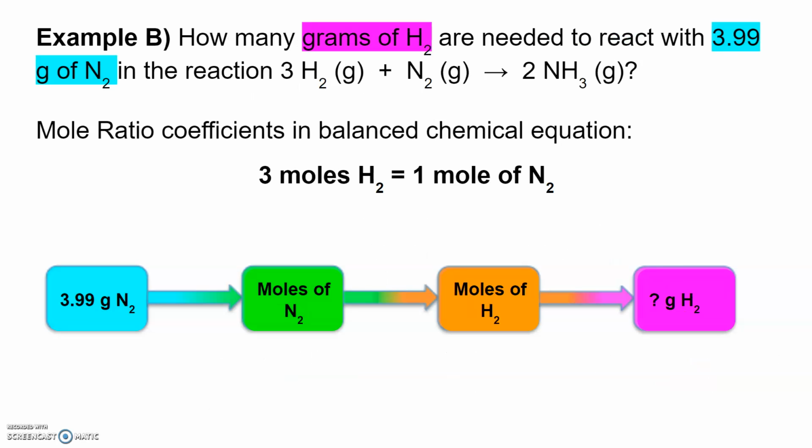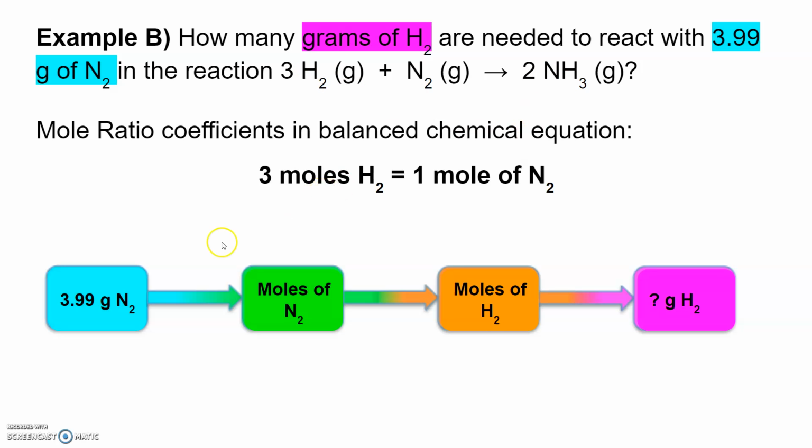All right, so that's example A. Let's look at example B. For example B, how many grams of H2 are needed to react with 3.99 grams of N2 in the reaction shown? So we already determined for this, since we're dealing with a chemical reaction, our mole ratio comes from the coefficients in the balanced chemical equation.